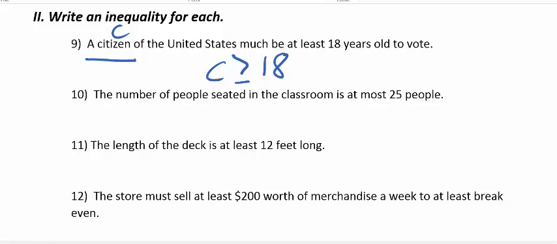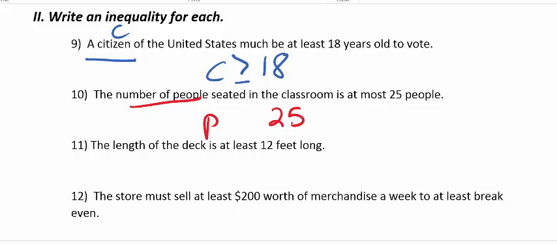Number 10, the number of people seated in the classroom is at most 25 people. That means that no more than 25 people can fit in a classroom. So we're going to do P for people, and we know that it has to have at most 25 people. It can equal 25 or less than 25 to fit in the classroom. So P is less than or equal to 25.